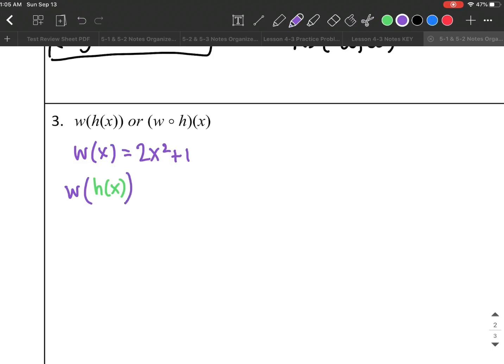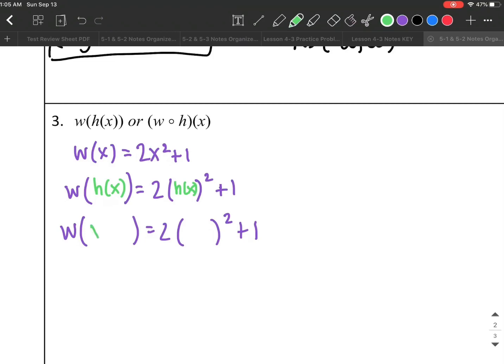So everywhere I see an x, I'm actually replacing it with h of x, whatever that expression is. And that expression is x plus 2. So that's what I'm plugging in. I'm just going to write the purple part first. So in the parentheses, I'm going to write x plus 2. That's what I want to plug in. That's what I want to raise to the second power, and then multiply by 2 and add 1.